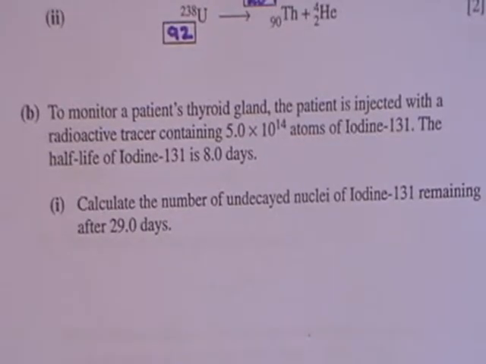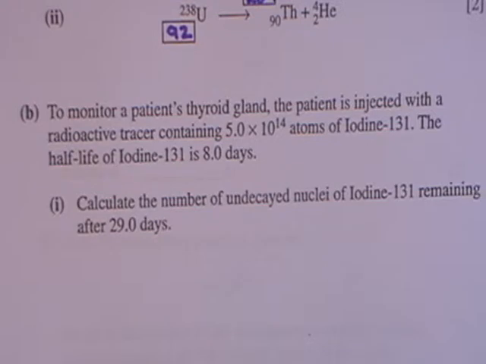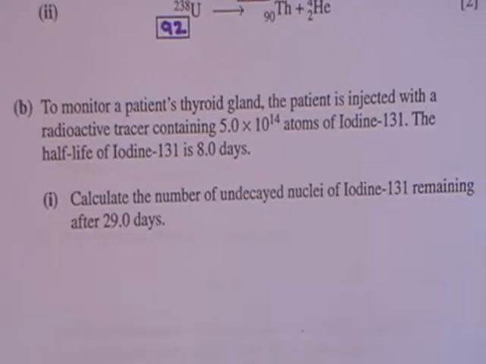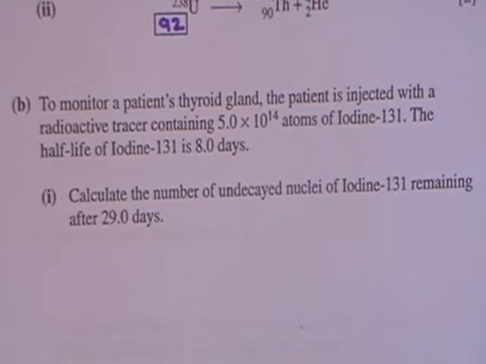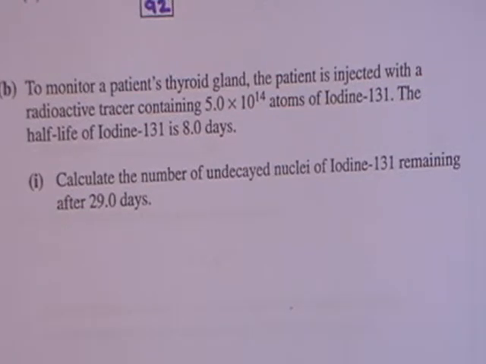Part B. To monitor a patient's thyroid gland, the patient is injected with a radioactive tracer containing 5 by 10 to the 14 atoms of iodine-131. The half-life of iodine-131 is 8 days. Calculate the number of undecayed nuclei of iodine-131 remaining after 29 days.